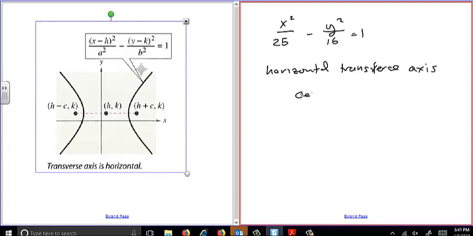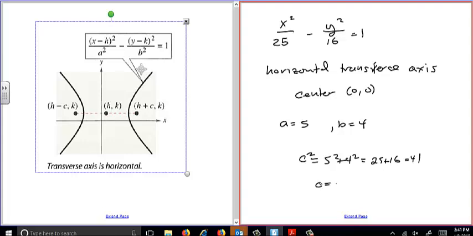The center is 0, 0. A is equal to 5, the square root of 25. B is equal to 4. And c squared equals a squared plus b squared. So that's 25 plus 16, which is 41. So c equals the square root of 41. And now we'll convert that to decimal notation, because we need to do that to plot. So it's going to be 6.40.